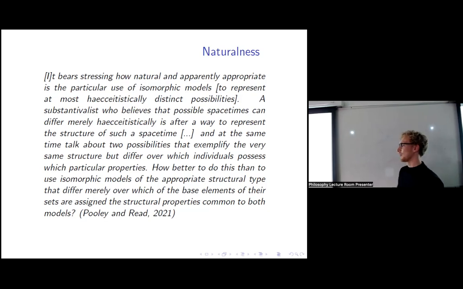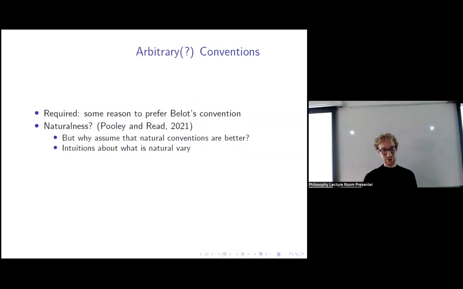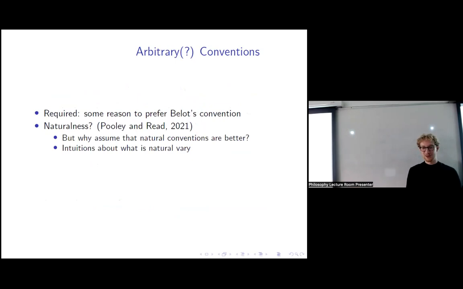So I don't think the passage was intended in this way, but one could here read an argument in favor of Quine, namely that the representational convention on which Quine is true for the models of physics we're interested in is a particularly natural one. But this raises some questions. So one is, why assume that natural conventions are better, right? Why should we use the most natural convention?